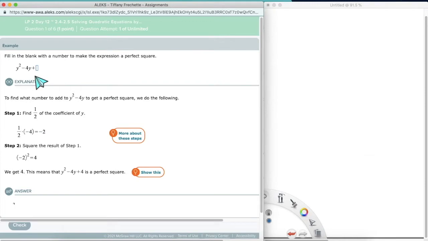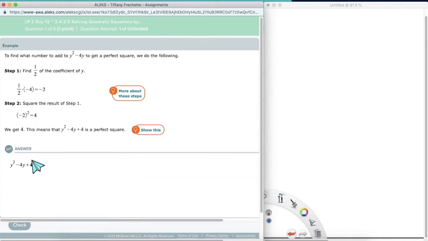So the coefficient of y is the number right in front of y here. So you find half of it, and then you square that number. And that's what you add on to the end. So this is actually exactly what we're going to do in this next step.